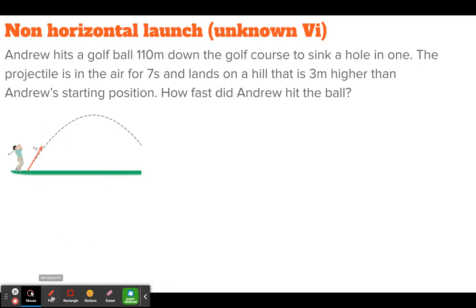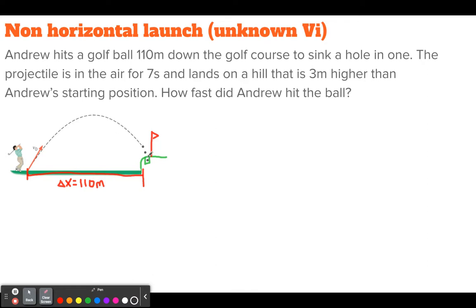Okay, so you have that path of motion that's drawn out on your guided notes. We're going to add a little bit to this diagram here. So Andrew sinks a hole in 1. So that means that the ball leaves the tee and lands directly in the hole. From the initial location to the final landing location of the ball, which is right here, that change in horizontal displacement, that range, is 110 meters.